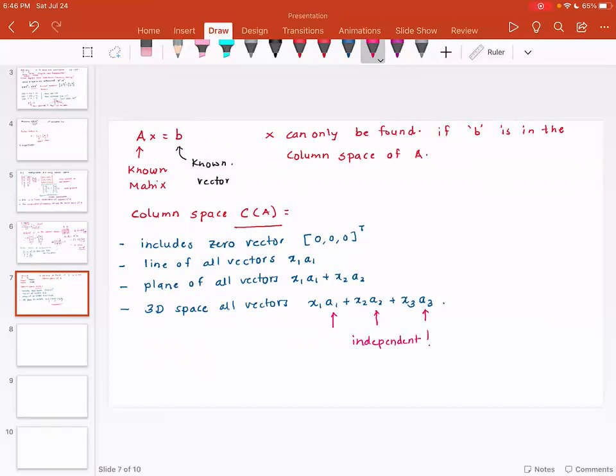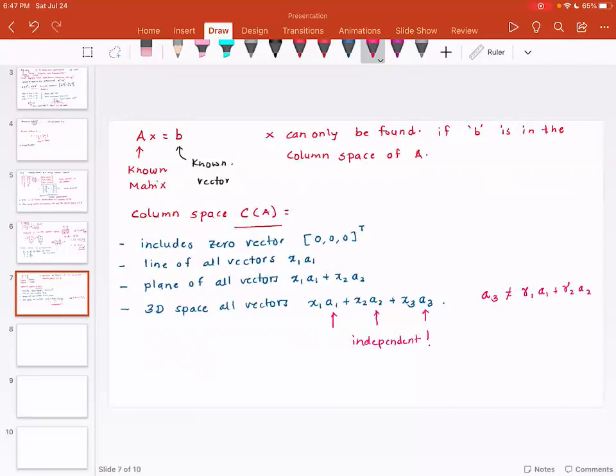What do I mean by independent? Which means a3 cannot be written as some linear combination, so a3 is not equal to gamma 1 times a1 plus gamma 2 times a2. So there are no non-zero constants gamma 1 and gamma 2 such that the third vector is a linear combination of the first two vectors.